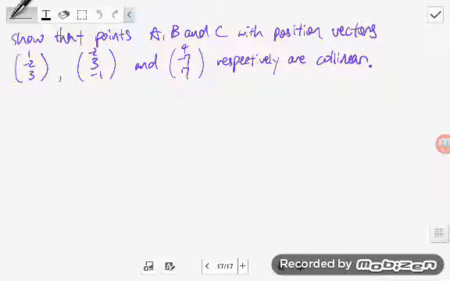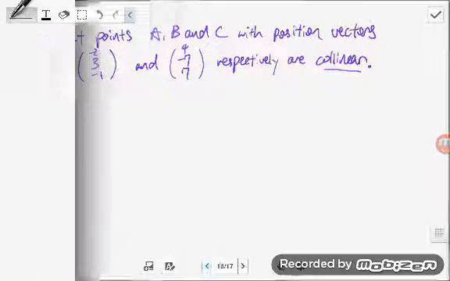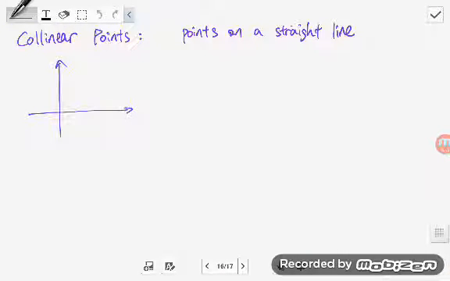Hi, in this video I'm going to go over an example that is asking us to show that 3 points are collinear. This is a very common question that you'll be asked about vectors, to prove a couple of points are collinear. In order for us to do this, we need to know what collinear means. Collinear points are points on the same straight line.